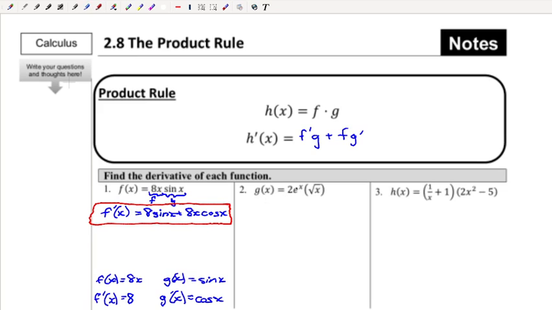So here we go. I've got something with an x times something else with an x. So this right here is my f, and this part right here is going to be my g. Sorry, this is not a division, this is just saying these things correspond. So 2 e to the x, that's my f, and root x, that's my g.